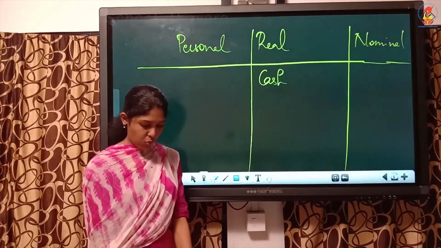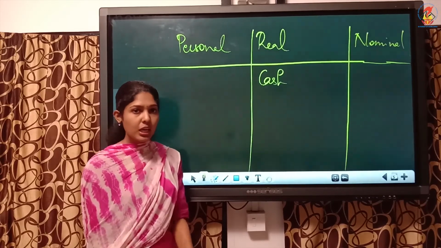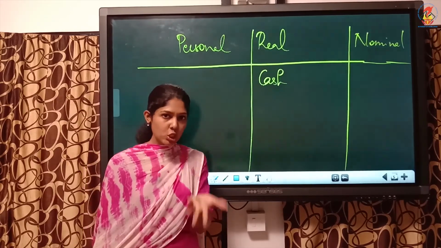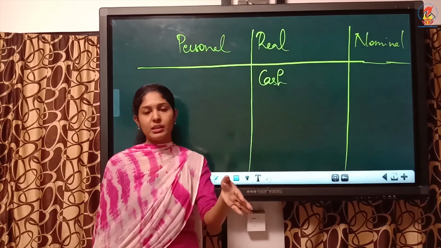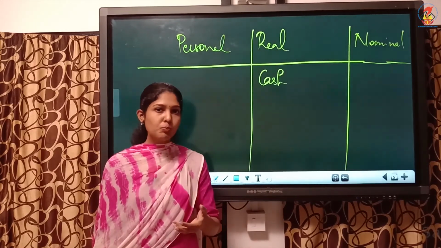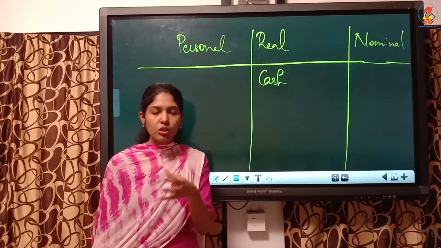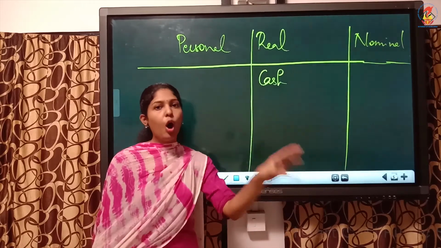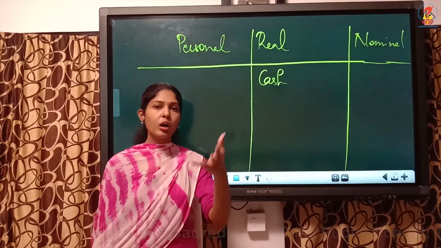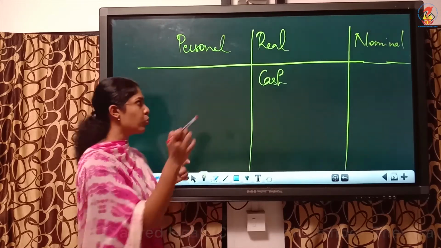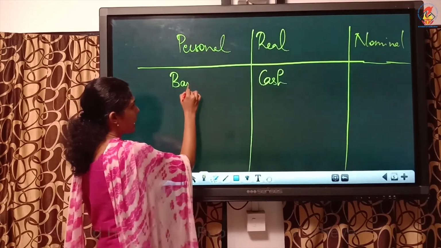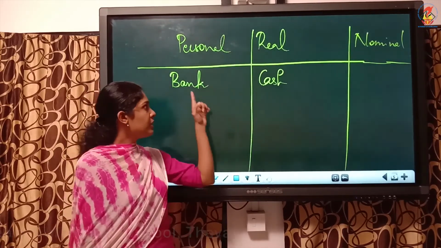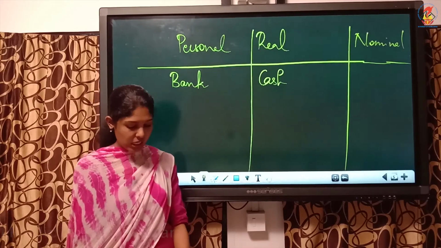Then the second one is bank. Bank is also an asset, isn't it? Cash means cash in hand. Bank means cash at bank. Both are assets, but bank will always be opened in the name of an individual or in the name of a firm or institution. So bank account will come under personal account that we discussed already. Isn't it? When we discussed personal accounts topic, didn't we discuss this? So bank will come under personal.